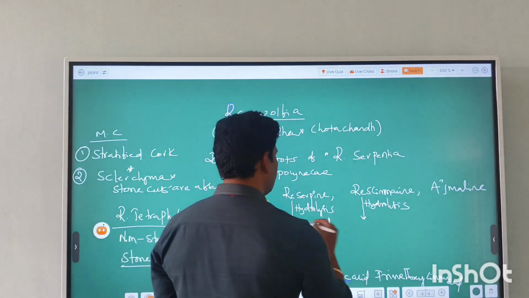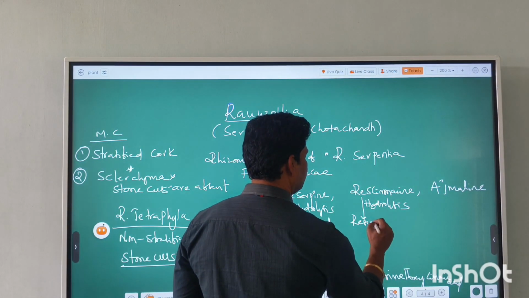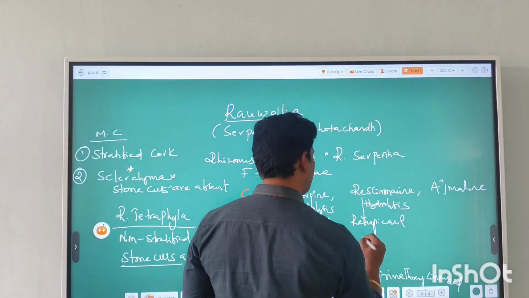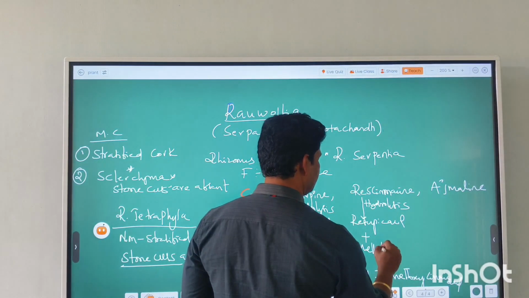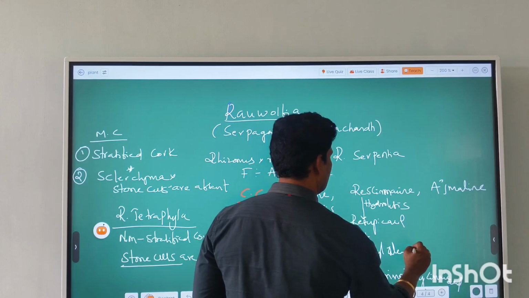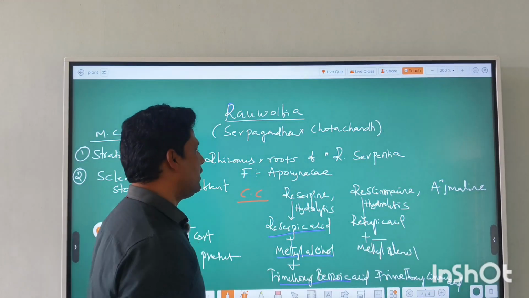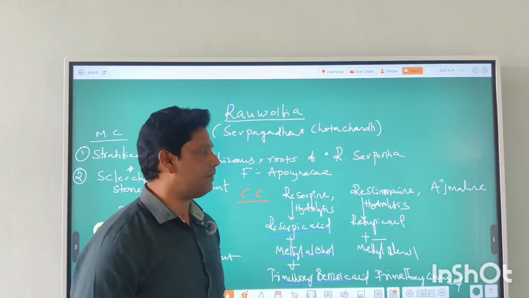Same, it produces reserpic acid and methyl alcohol. So compared to rescinnamine, reserpine has therapeutic benefit.